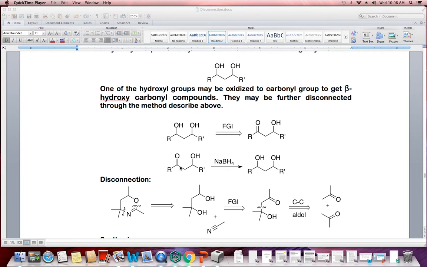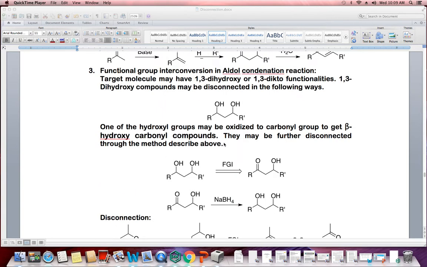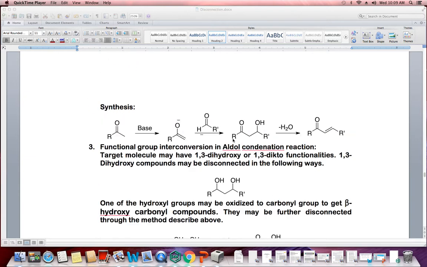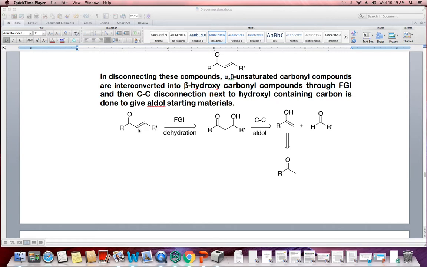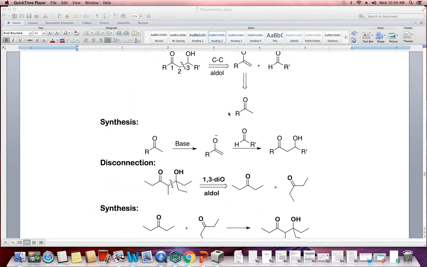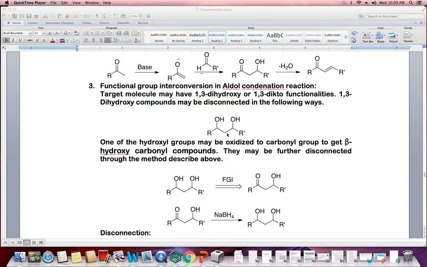So in this case, for disconnection of aldol condensation, we have different kinds of products. We have 1,3-dihydroxy compounds. In this case, we have to do functional group interconversion. We have to reduce one hydroxyl functionality into carbonyl compound. The next case would be alpha beta unsaturated carbonyl compounds, and the initial case is we have beta hydroxy aldehyde or ketones.